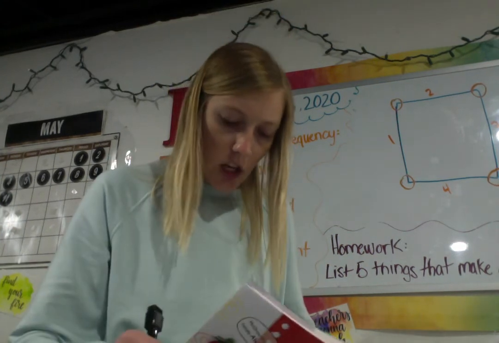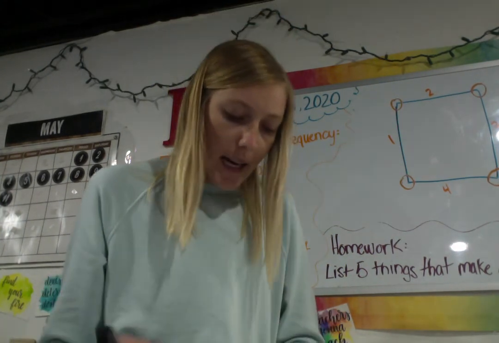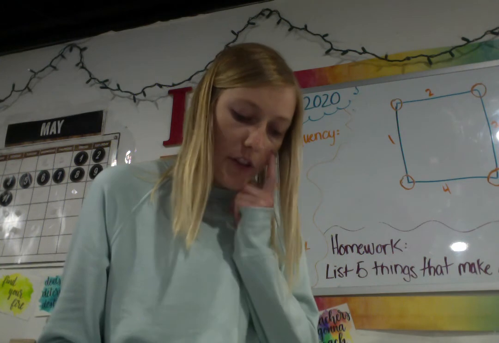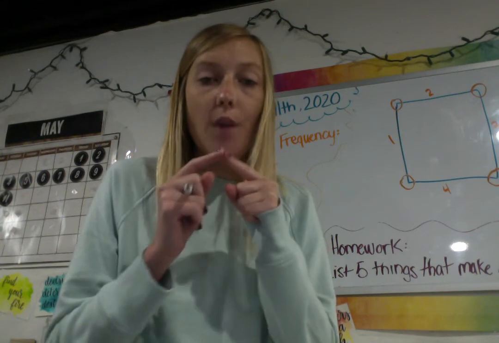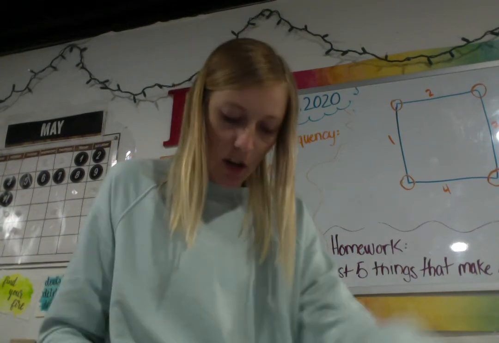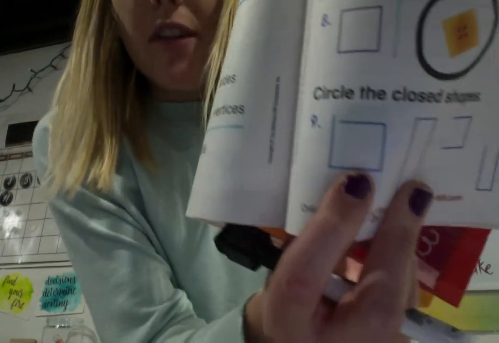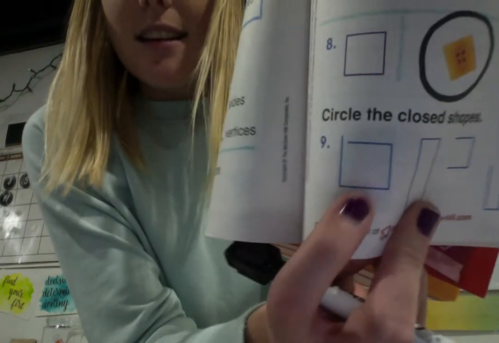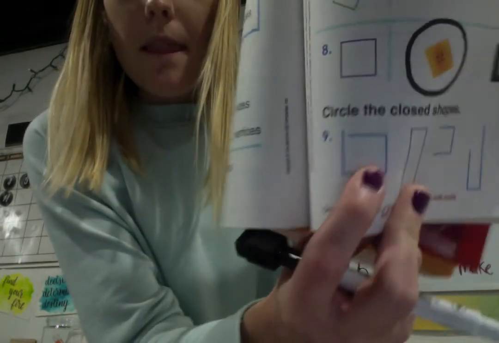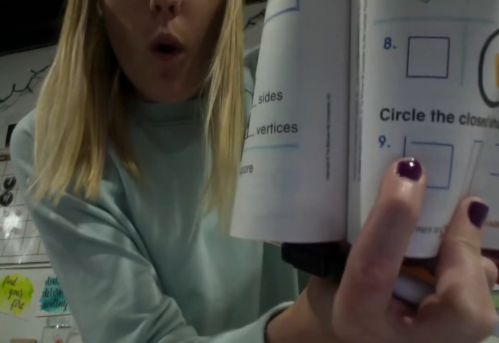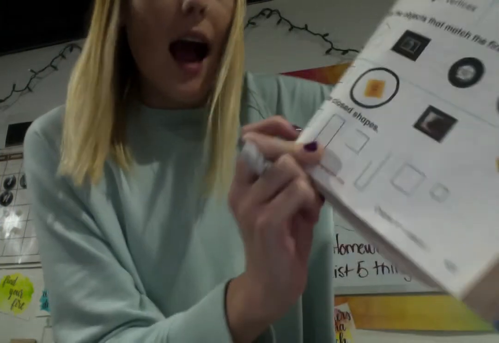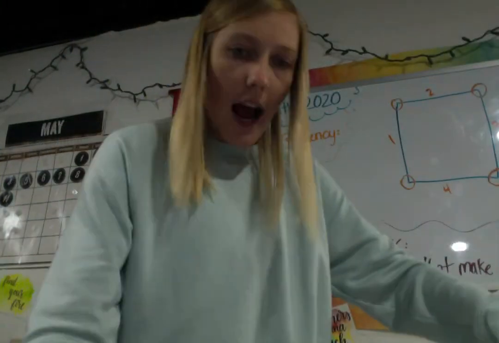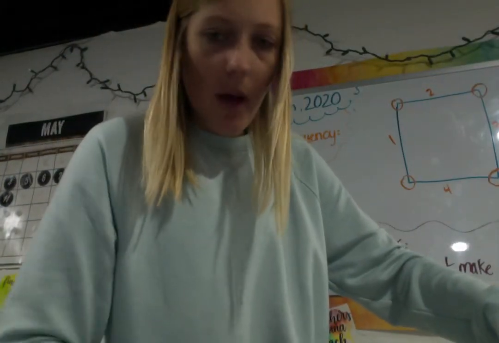Now we are going to take a look at number 9. It wants us to circle all of the closed shapes. So all of the shapes where all 4 sides are touching, we want to circle. Is that first one a closed shape? Give me a thumbs up if it is and a thumbs down if it's not. Are all 4 corners touching? Nope, so we're going to leave that one uncircled.